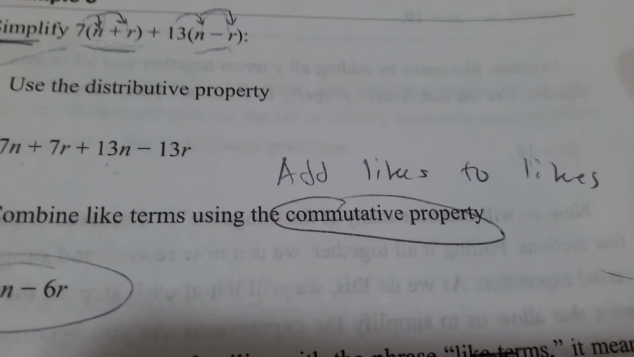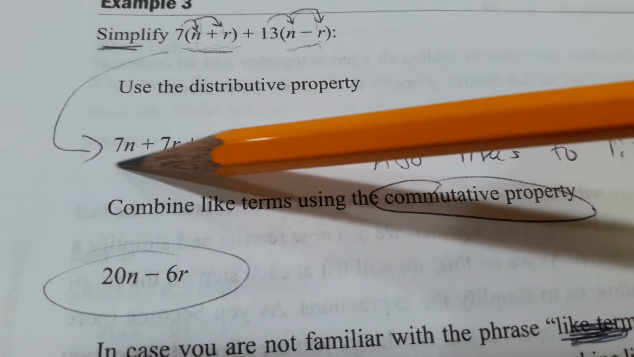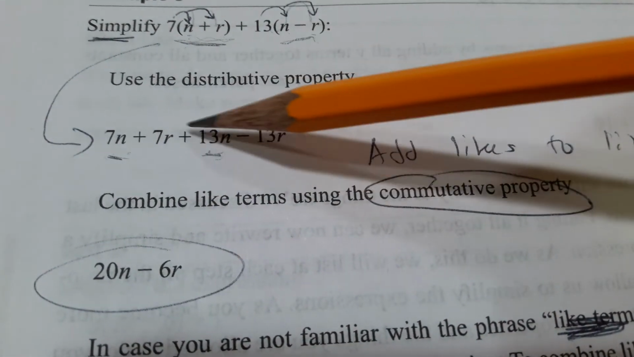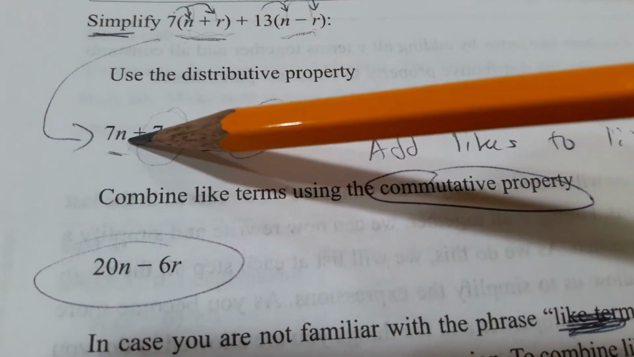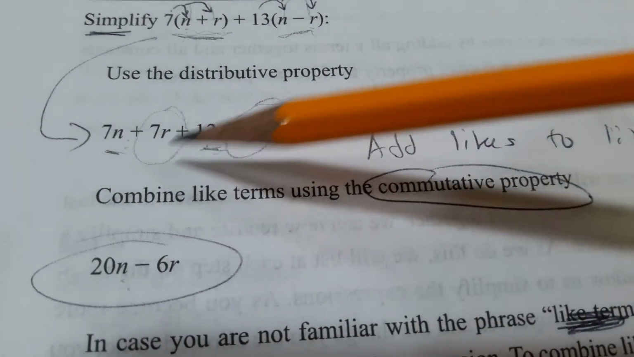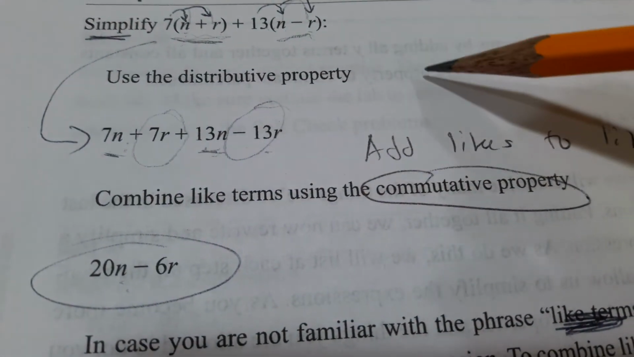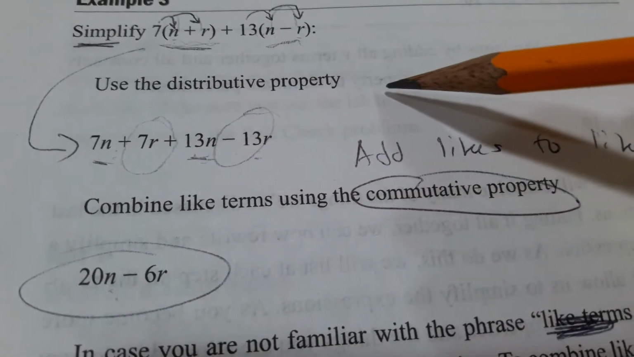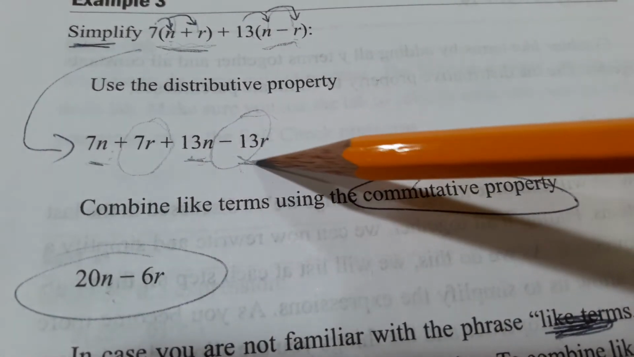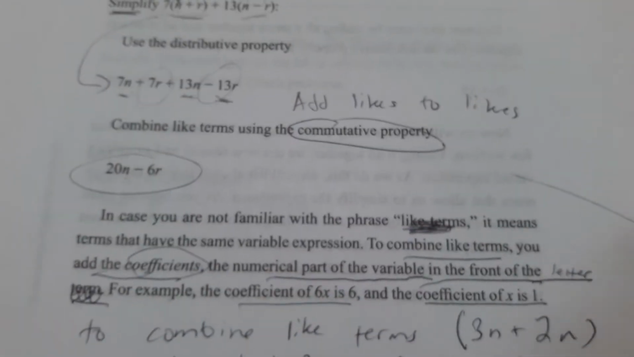Then we add like terms to like terms. So we can add n's to n's and r's with r's. So 7n plus 13n is 20n, because 7 plus 13 is 20, and we keep the n. Then 7r minus 13r. If we take the difference between 13 and 7, the difference is 6, and 13 is more negative, so it's going to be negative 6r. So we get 20n minus 6r. That's how we can use the distributive property.